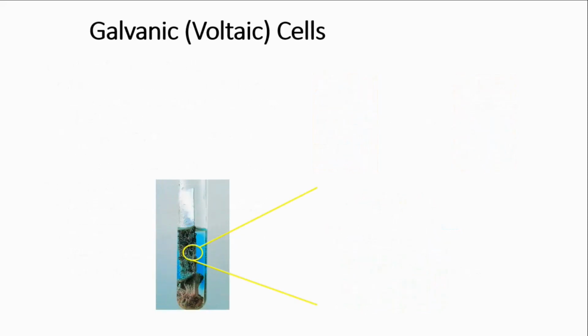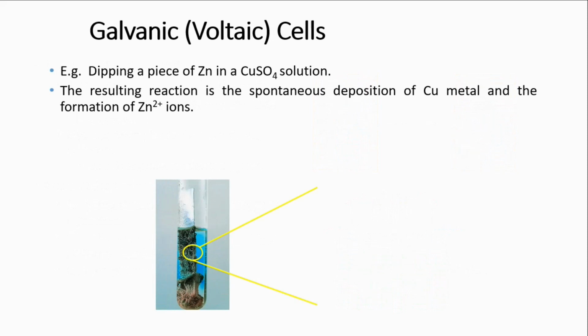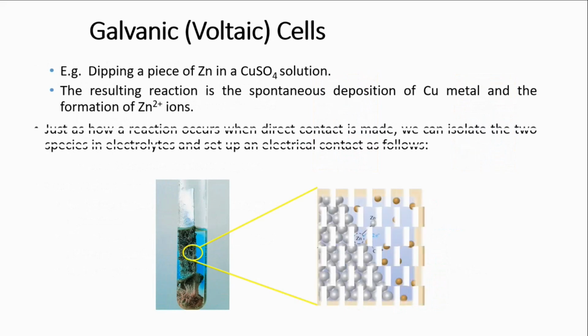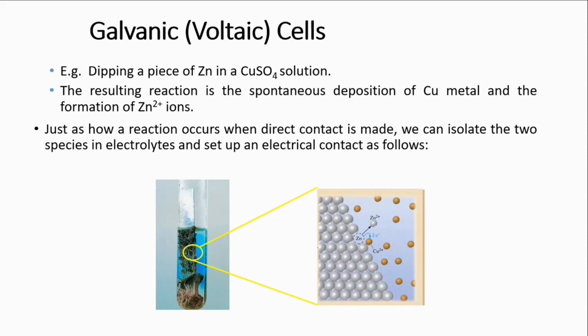Now, let's look more into the galvanic cell, which is the point of this particular lecture. Let's say, as we showed earlier, you dip a piece of zinc into copper sulfate solution. The resulting reaction is a spontaneous deposition of copper metal and the formation of zinc 2 plus ions. So the zinc metal gets converted, as you can see from the blow up on your right: the zinc 0 atoms will be converted to zinc 2 plus.